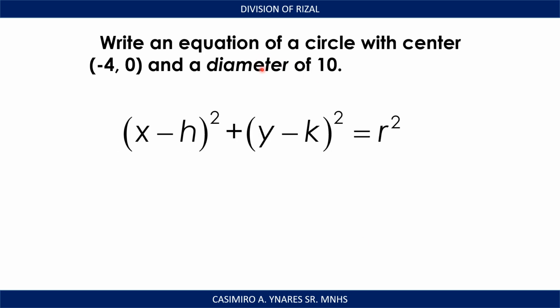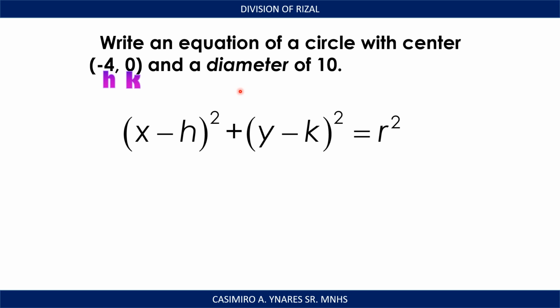How about this one? Write the equation of a circle with center negative 4, 0, and a diameter of 10. Take note of the word diameter. Di ba ang kailangan natin is radius? So anong gagawin natin? Yes, ang h natin ay negative 4, ang k natin ay 0.